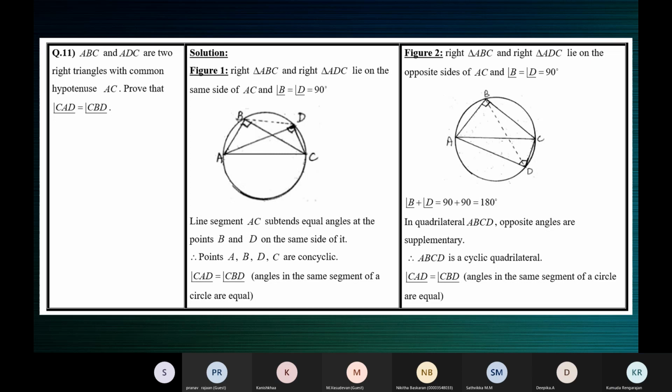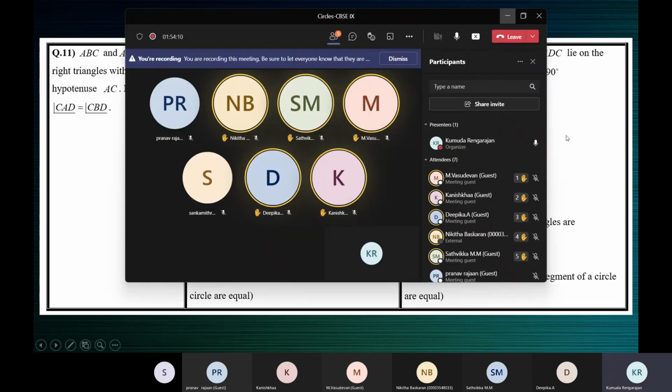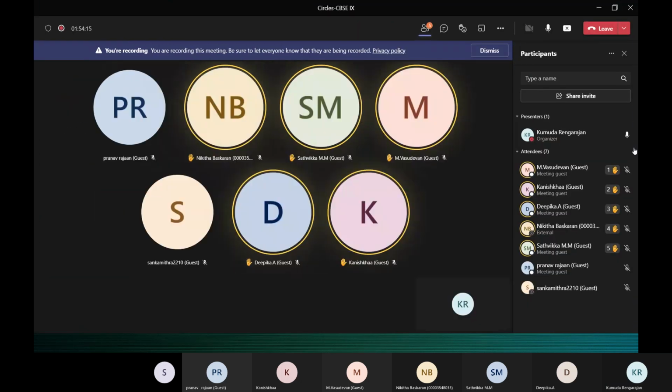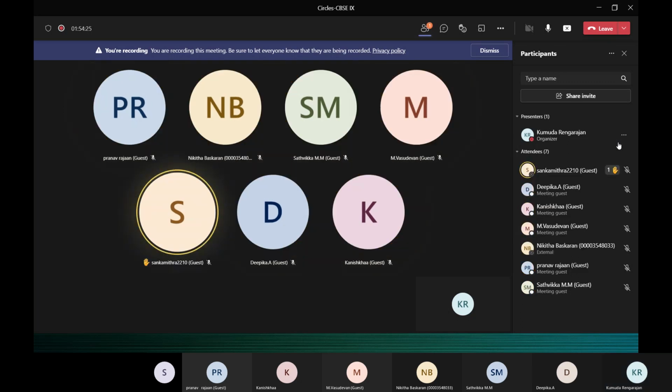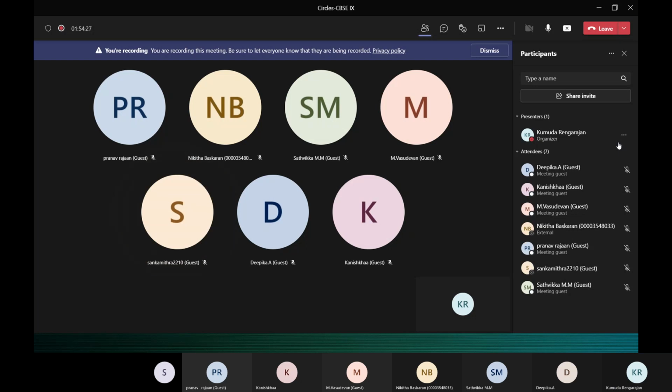Okay, ma'am. Let me see how many of you are there at the end of the session. So we have Vasudevan. All of you lower your hands, class. Okay, so we have Deepika. So we have these patient children at the end of the session: Deepika, Kanishka, Vasudevan, Nikita, Pranav, Sangamitra, and Satvika. The others were hungry, so they left the meeting.